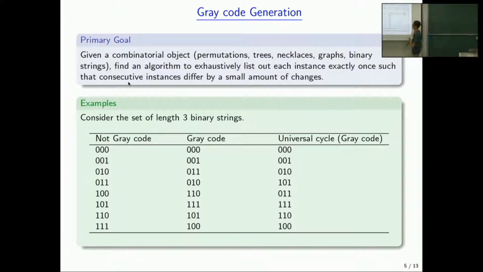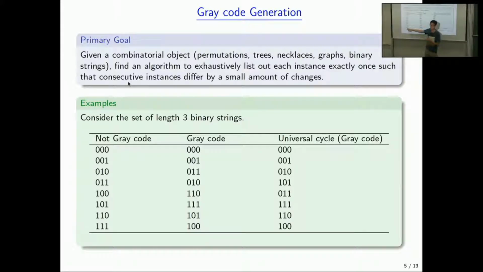So for example, let's say this is gray code first. This one is simple. Let's say for example, we want to talk about the set of length 3 binary strings. This one is a simple generation where you generate all the strings in lexicographic order. So for example, this is 000, 001, 010, etc. But this one is not what we call gray code.